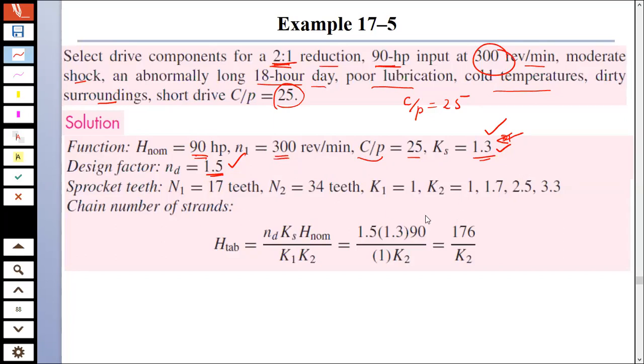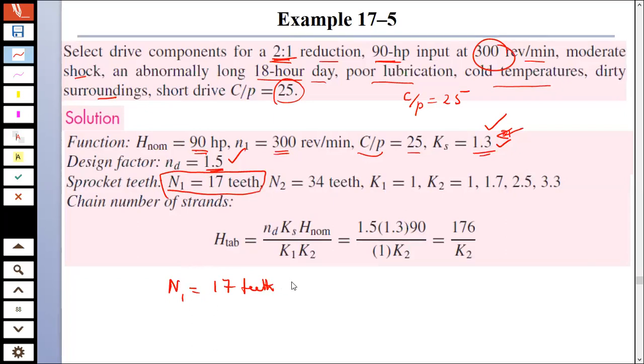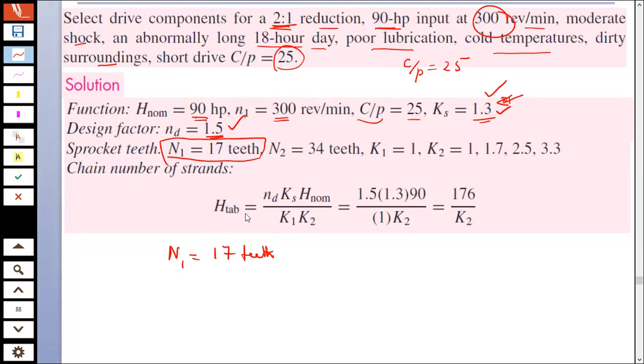Now, let's say, for the sake of simplicity, since the tables are given to us for teeth of 17, why not take the first sprocket? Let's take the number of teeth on the first sprocket to be 17 teeth. For 17 teeth, you don't have to multiply by K1, or K1 is 1, because the table is for 17 teeth.